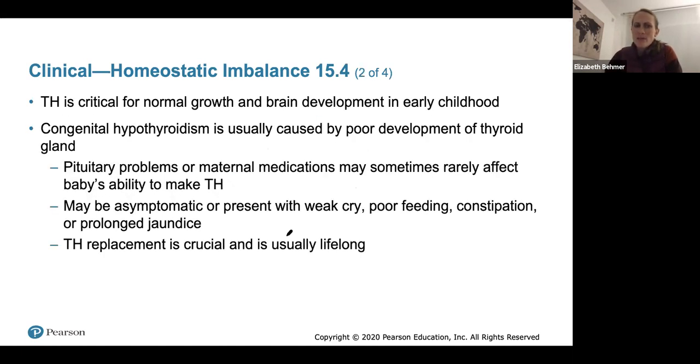This goes through a little bit about congenital hypothyroidism, if this happens in early childhood or affects growth and brain development. I won't ask you guys really questions about this, but it can affect babies sometimes if it's a pituitary problem or some sort of medication from the mom.